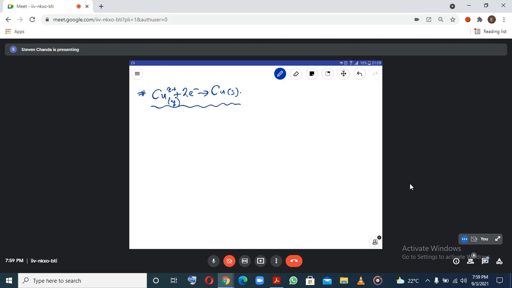So what have we been told? We are passing a current of 10 amps. So we know what is 10 amps. 10 amps is the same as 10 coulombs of charge per second, since 1 ampere is 1 coulomb of charge per second. So 10 amps is 10 coulombs of charge per second.